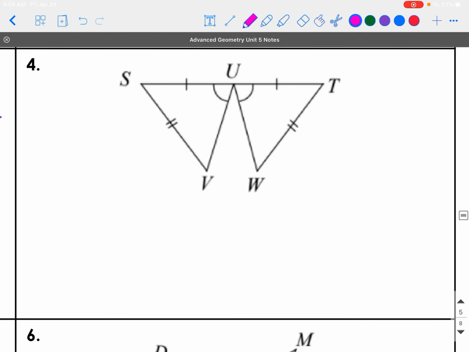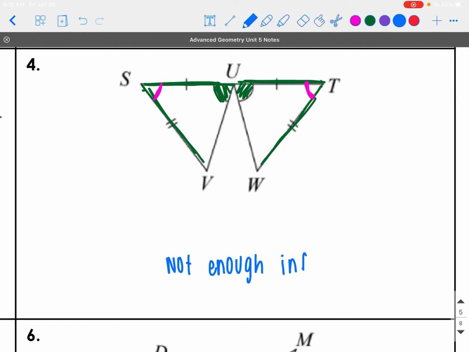All right, number 4. So we've got a side and this side. I have an angle and an angle, or those are sides. Another side and a side. But the angles that are marked, are they the included angle? They are not. The included angle would be here and here. So this one would be angle, side, side, but remember, that's not a thing. This actually is not enough information to say that they are congruent. So this one would be not enough info. We don't want to say right out that they're not congruent because they might be, but we don't know for certain.